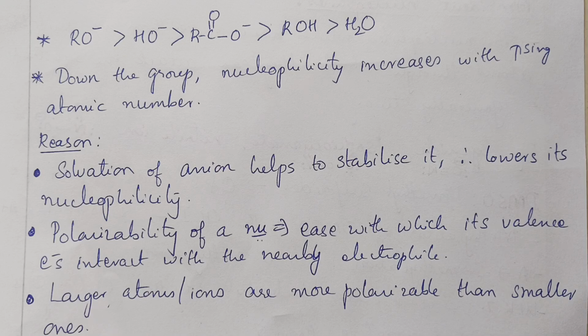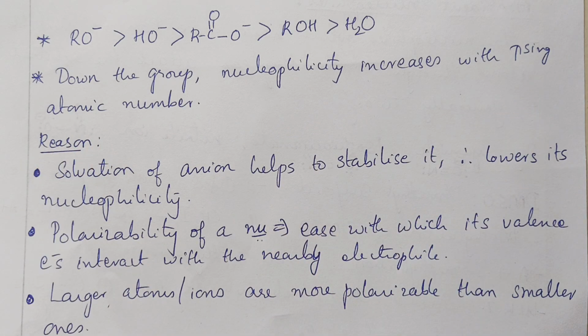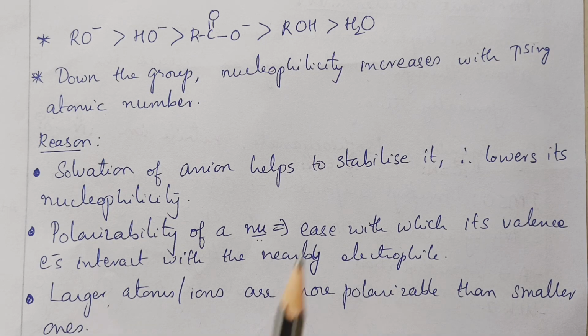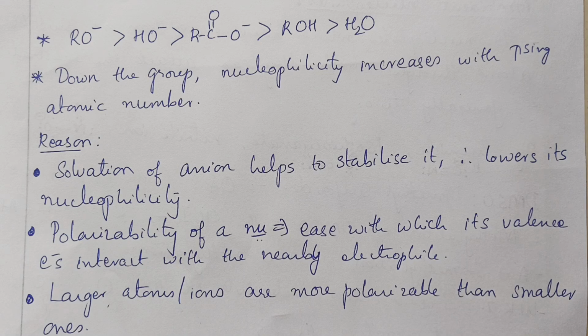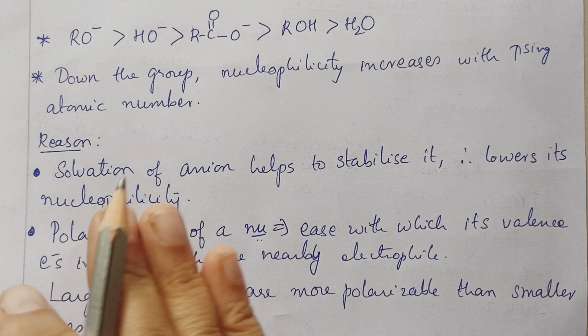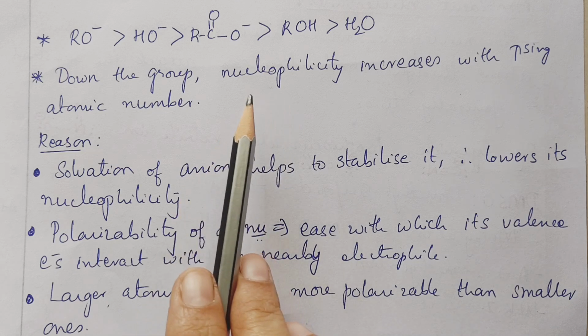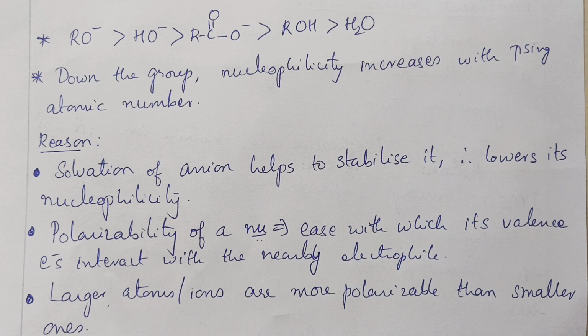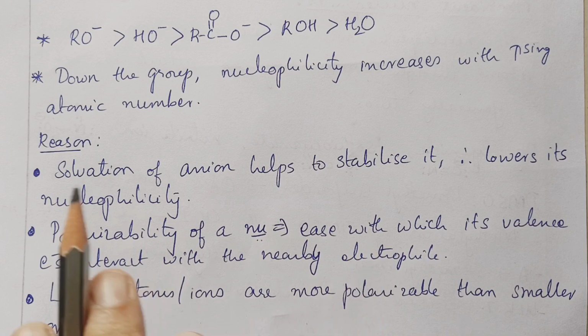Next trend, what happens to nucleophilicity down the group in the periodic table? Down the group, nucleophilicity increases with increasing atomic number. Let's see the reason for that. Since we are talking about nucleophilicity, you don't have to consider the left side of the periodic table, which has electropositive atoms. So let's consider the right side of the periodic table. Okay, so let's consider anions here. Now, why is nucleophilicity increasing down the group? Let's see the reason. There is a concept called solvation. Solvation means what? In the solvent, the ion is surrounded by solvent molecules. That process is called as solvation.